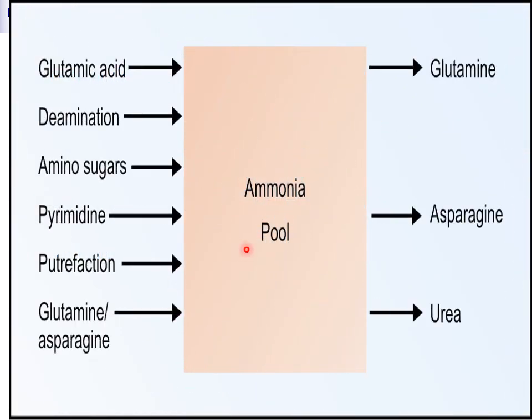So here you can see that glutamic acid breakdown, deamination of amino sugars and pyrimidines, and bacterial putrefaction, and the glutamine and asparagine bring the ammonia to the ammonia pool. This will be taken up by glutamate and converted into glutamine and asparagine, and the major portion of this ammonia is detoxified in the form of urea.